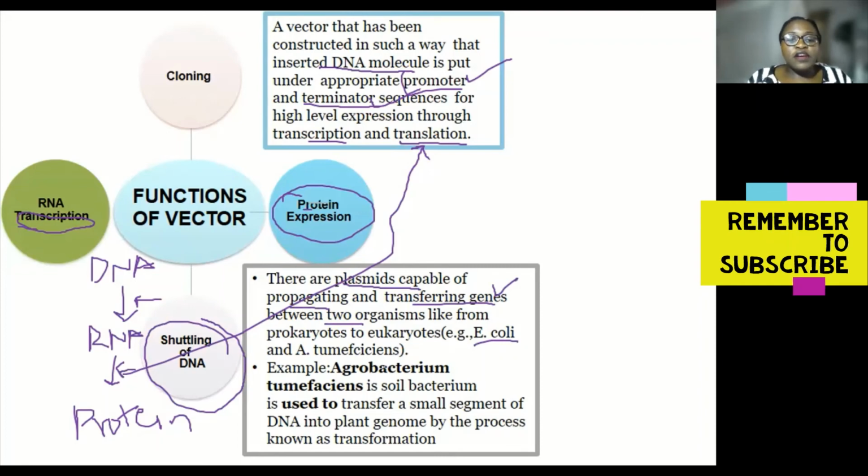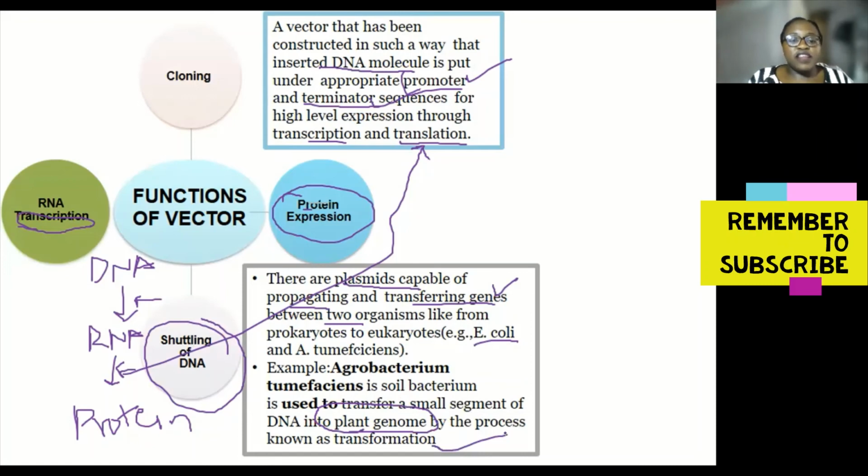For example, this Agrobacterium is usually a soil bacterium, and it will infect our plants where we have woods and cause tumors. So we are able to use this one to transfer small segments of DNA into a plant genome. So if you want to transfer a certain DNA target or fragment into the genome of a plant, then it is possible to use this Agrobacterium tumefaciens in a process called transformation to be able to transfer your gene of interest. So that is what we call shuttling.